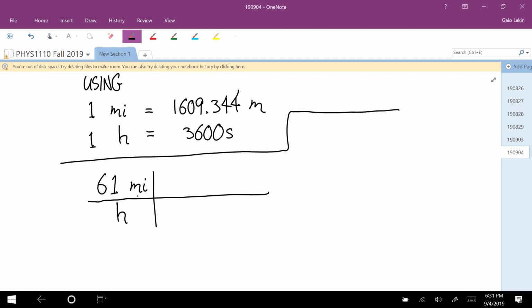Okay, so 1609. If anyone ran the mile in high school, it's 1600 meters in high school track. That's how short you were of running an actual mile. So 1609.344 meters over 1 mile.